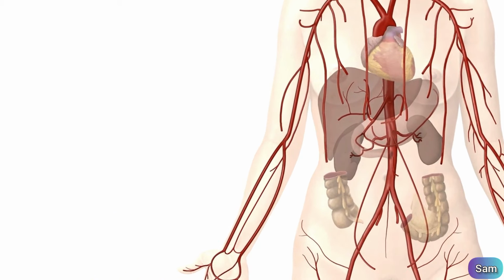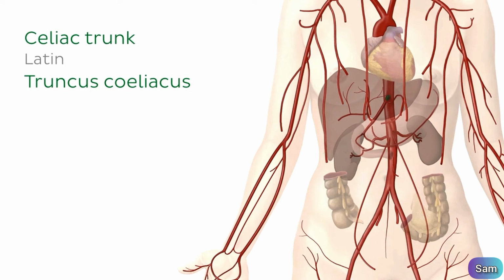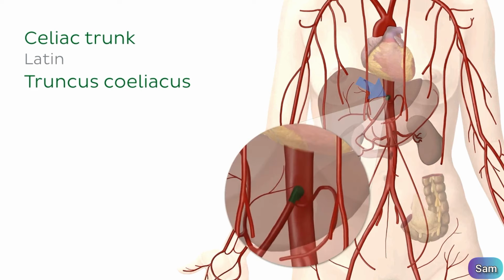So without further ado, let's move on and talk about the celiac trunk, which is this teeny little vessel in green just here. Let's zoom in a little bit so we can get a better look. As you can see, the celiac trunk is an unpaired vessel that arises from the abdominal aorta almost as soon as it passes into the abdomen through the aortic hiatus of the diaphragm.